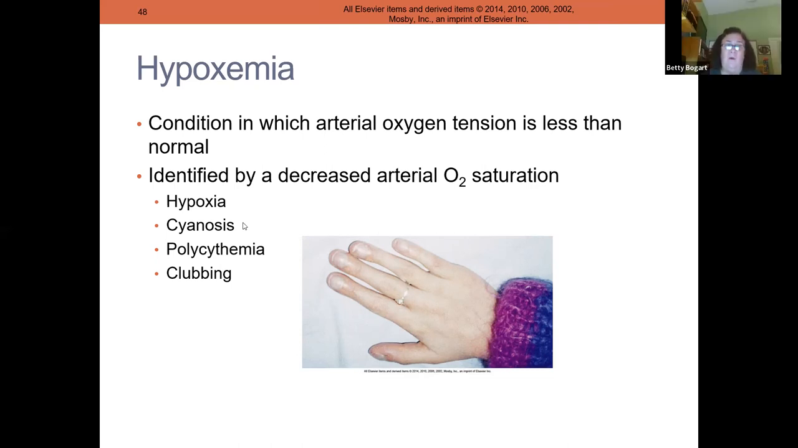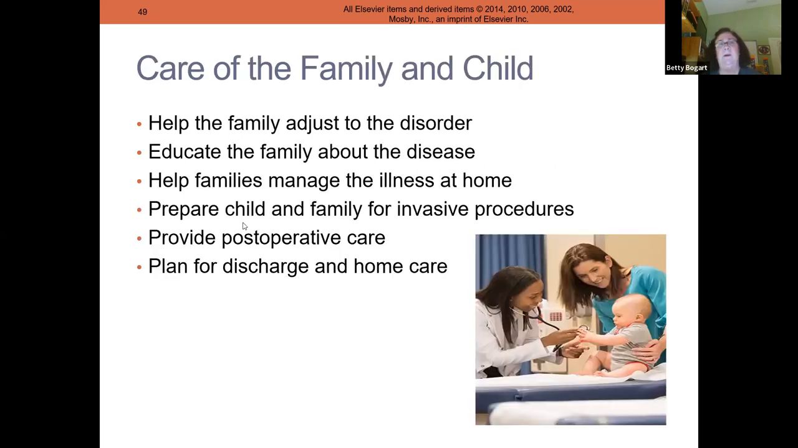Sometimes it's so high that we take blood off of them because it's just too much on them. When you look at a child who is not having enough oxygen, their color's not going to be pink: their lips, their tongue, their ears, their fingers. You can tell that these children's O2 saturations are lower. And if these children are living with this condition, you see the clubbing right there.